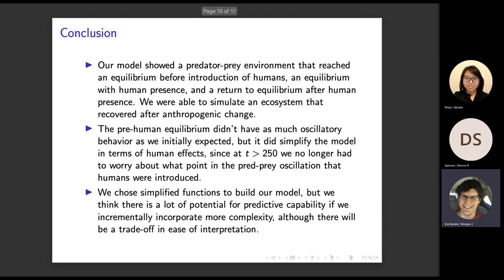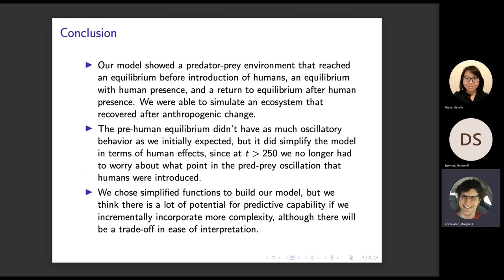And moving on to our conclusions. Our model did show a pred-prey environment that reached an equilibrium before introduction of humans, an equilibrium with human presence, and a return to equilibrium after human presence. So we were able to simulate an ecosystem that recovered after anthropogenic change.